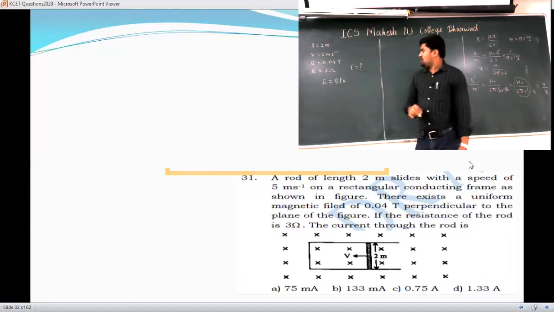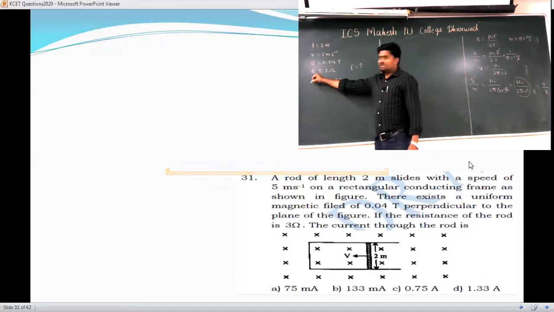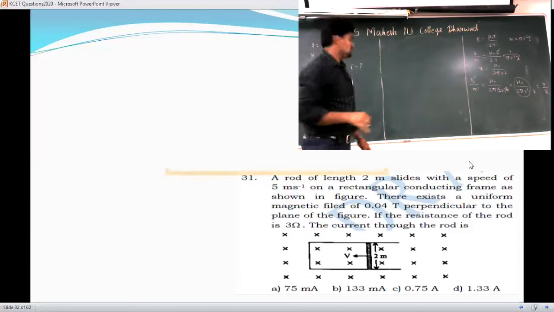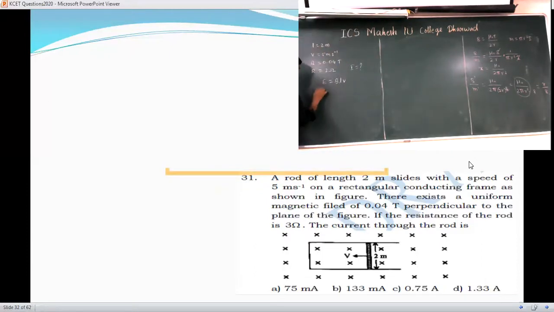Now one hint they have given, that is R. We know Ohm's law. E is equal to I into R is equal to BLV. What we need is I. So I is equal to BLV divided by R. B is how much? 0.04 Tesla. Length is 2 meter, and V is 5 meter per second, and R is 3.